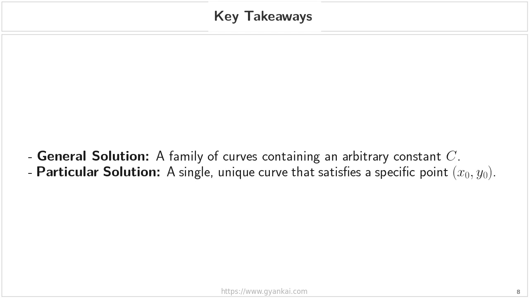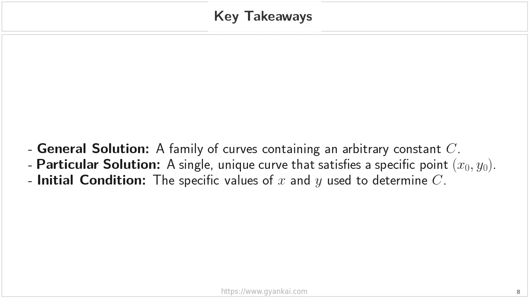Next, we have the particular solution. Unlike the general version, this is a single, unique curve. It is the one specific path that satisfies a specific point, which we denote as x0, y0. To find this unique path, we rely on the initial condition. These are the specific, given values of x and y that we use to lock our constant, c, into place.